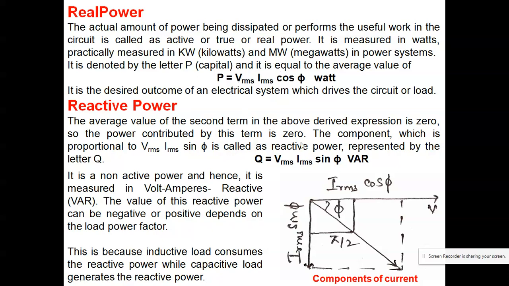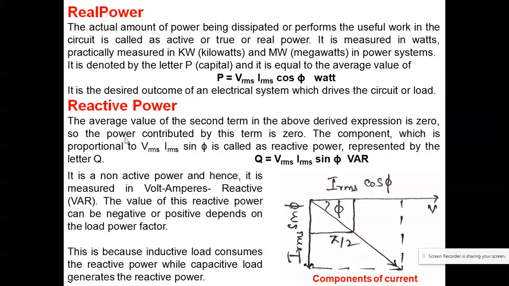Is it okay? You see in this figure I mentioned the components of current. I am taking my voltage here, and the current is lagging behind by the phi angle. This is the phase difference. So you see, this one is the sine component and this is the cos component. When this component is multiplied by the Vrms value, what I am getting is the real power. So the current component which is parallel to the voltage component, when multiplied by the Vrms value of the voltage, gives the useful power, or the real power.